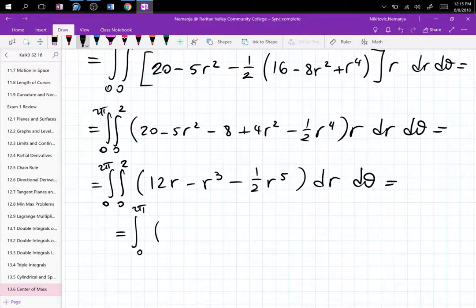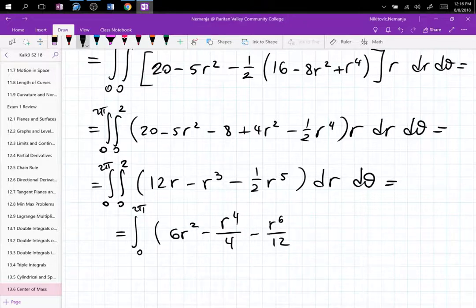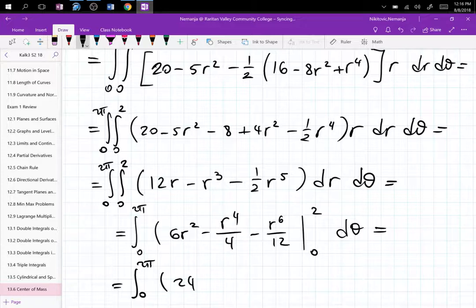0 to 2 pi, 12 cut in half is 6, so 6r squared, minus r to the 4 over 4, minus r to the 6 over 12, because you had a half there. Computed from 0 to 2, oh, finally a breath of fresh air. Plug in 2, that's 24. Plug in 2, that's 16 over 4. And plug in 2, that's 64 over 12. I can cancel this by 4, right? If I cancel this by 4, I get 16 over 3, 16 thirds.